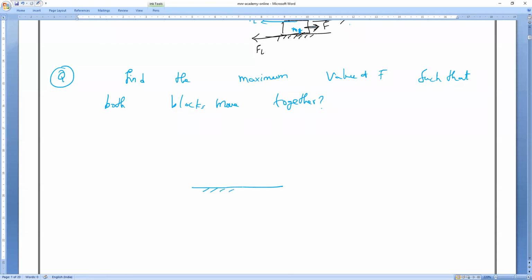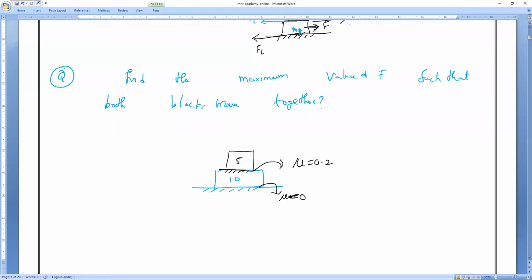So there is a surface, and one block is placed over it. Let me take the mass of the body as 10, and there is another block over it, which is 5. So here also there will be friction. What is the first step? Observe: for this surface the frictional coefficient is 0, and here the frictional coefficient, let me take, is 0.2.